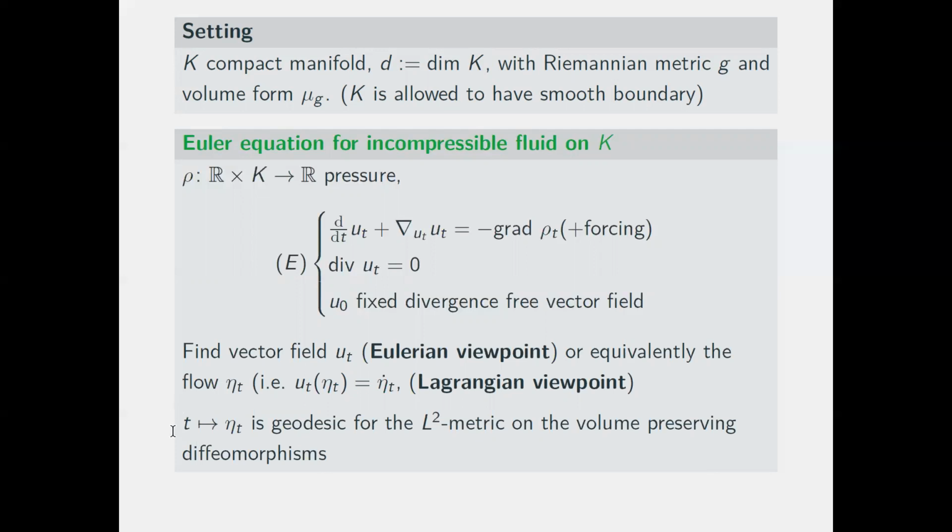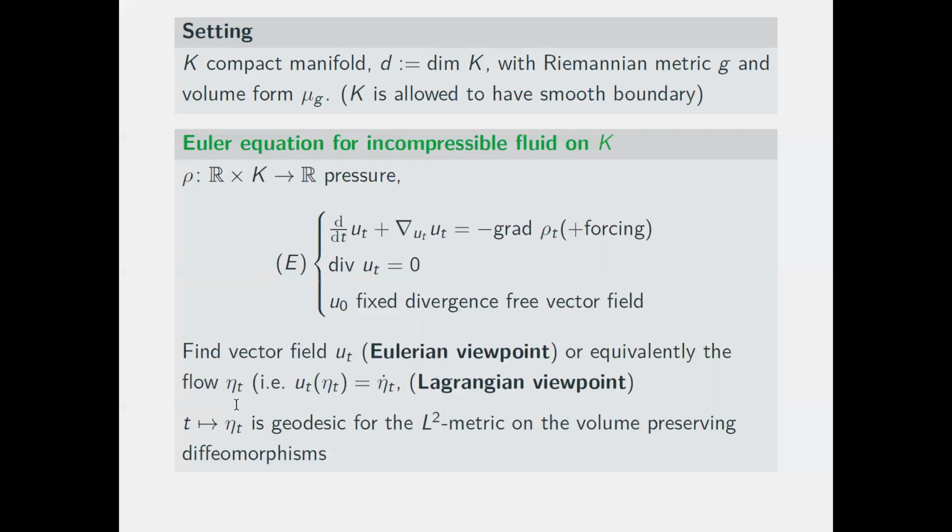And the idea is now basically to look at the curve t goes to eta t, where we haven't evaluated the eta in some spatial coordinate. And this curve turns out to be a geodesic for the L2 metric on the volume-preserving diffeomorphisms. So volume-preserving diffeomorphisms form an infinite dimensional manifold, and a geodesic can be described by a second-order ordinary differential equation now on the infinite dimensional manifold.